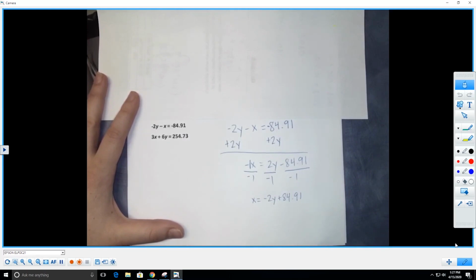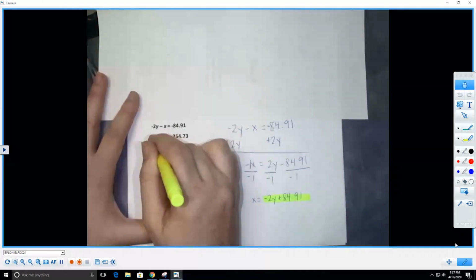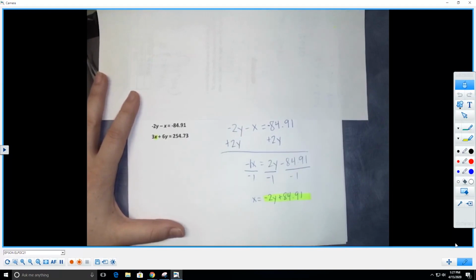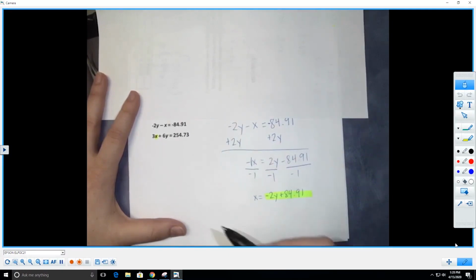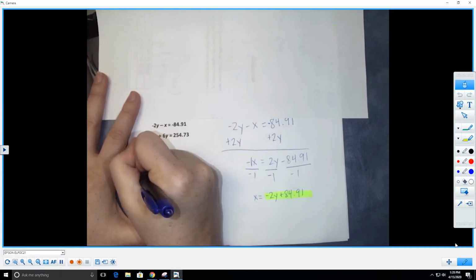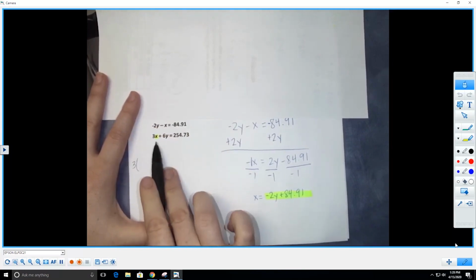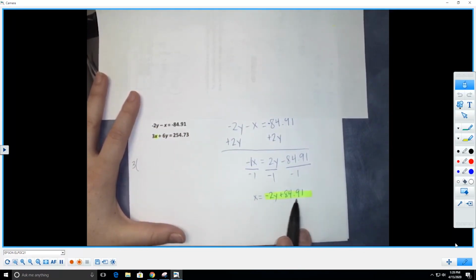Okay, so now that I have that x is set equal to something, I'm going to plug this in where I see x in this second equation. It's really important that when you plug it in, that you plug everything in correctly as you see it. So I have 3 times x, but instead of x, I'm going to plug this in.